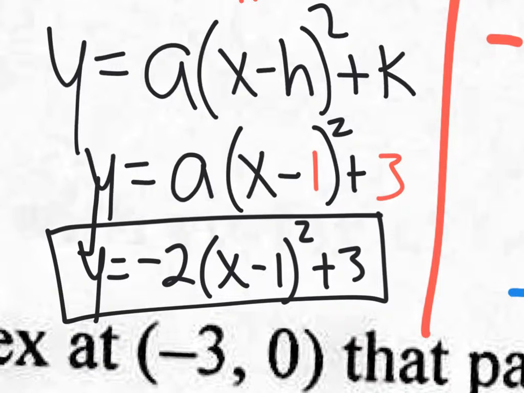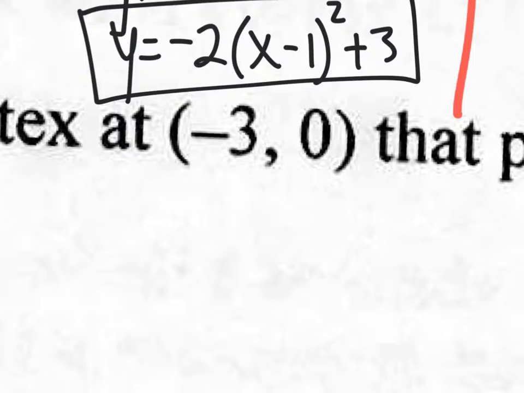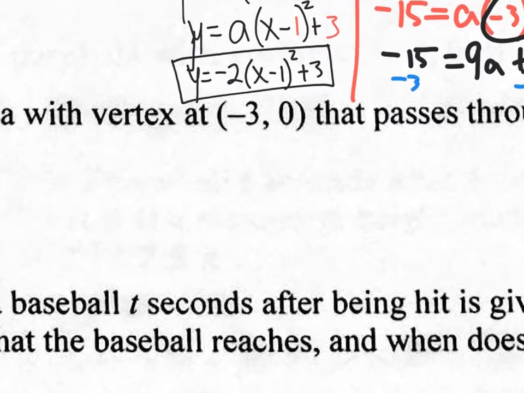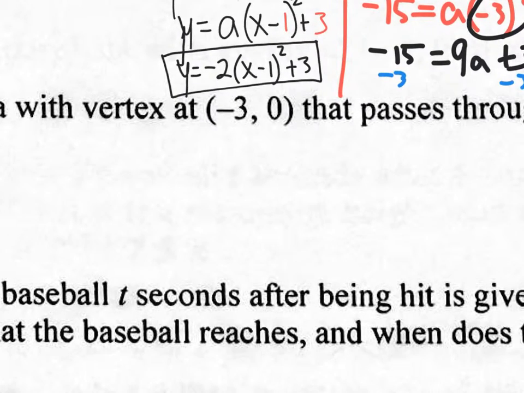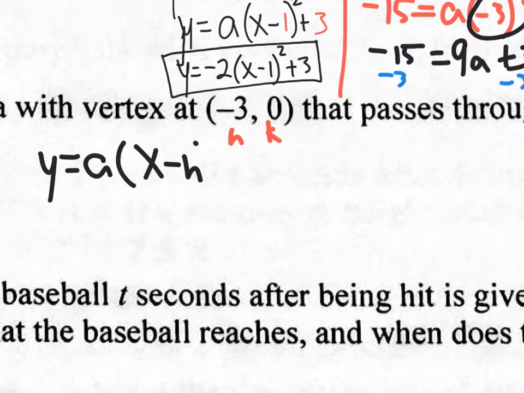Let's try the next one. So this vertex (h, k) is negative 3, 0. So of course we're going to start with y equals A(x minus h) squared plus k. If only we knew the A value, the h value, and the k value, we would be done. We do know the h and the k. It's negative 3 and 0. But we don't know A.